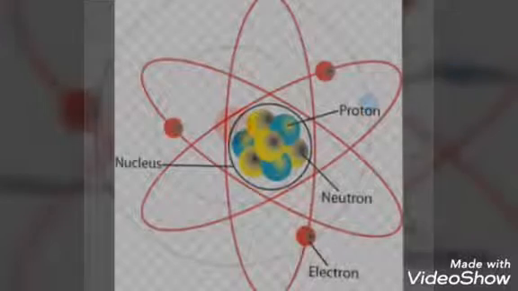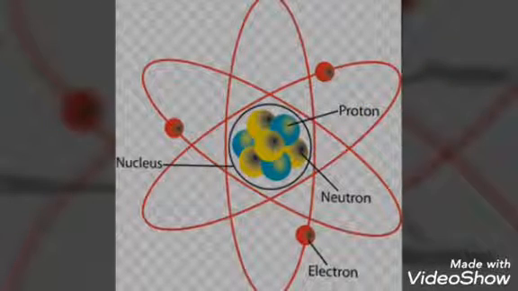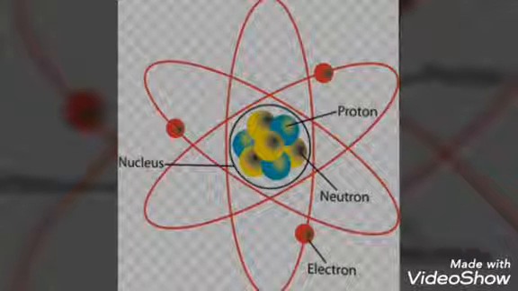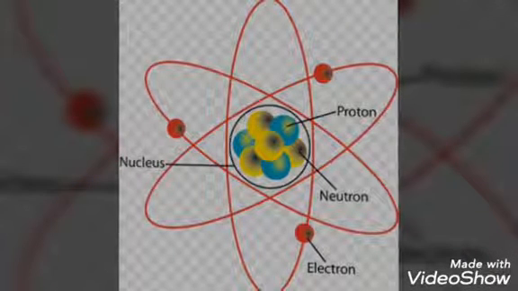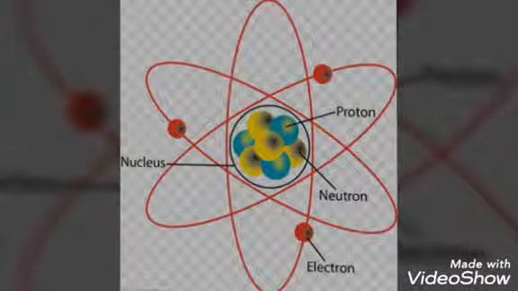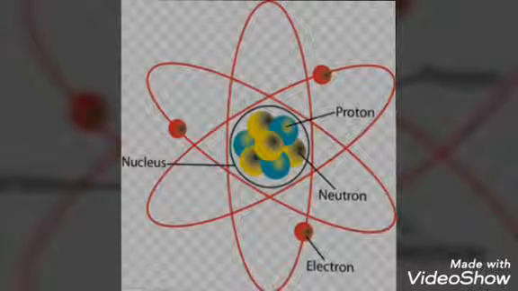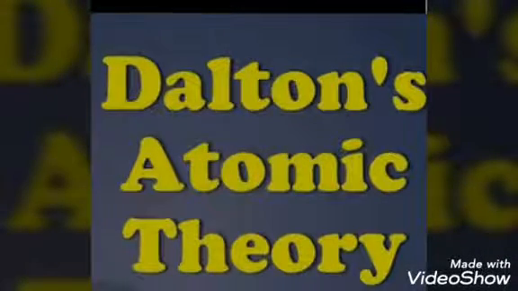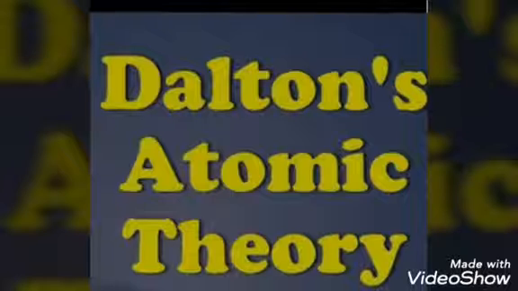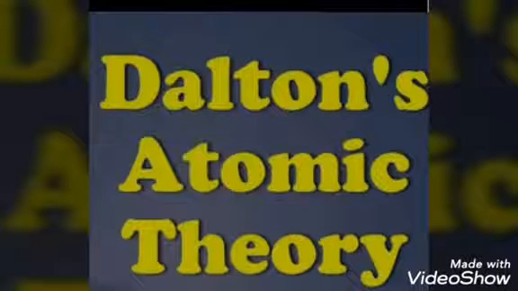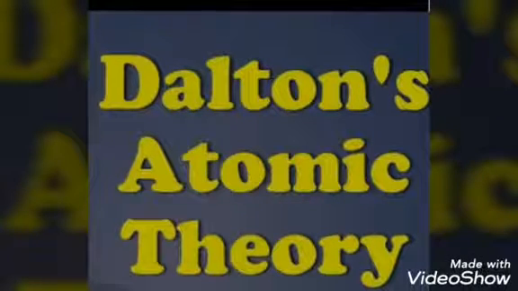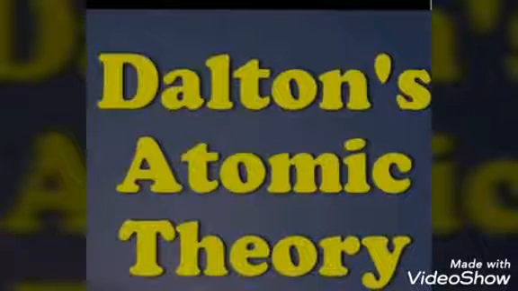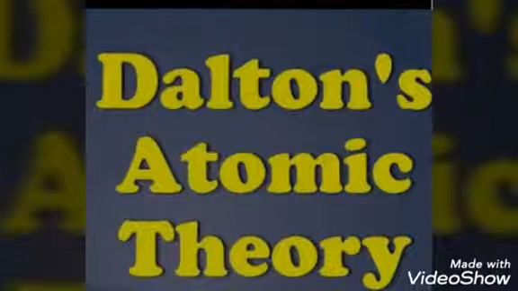These electrons actually move in elliptical path, but the movement of the electrons is so fast that it looks like spherical path. John Dalton, an English chemist, proposed a very important theory about the structure of matter known as Dalton's atomic theory. Let us see what are the main postulates of this theory.